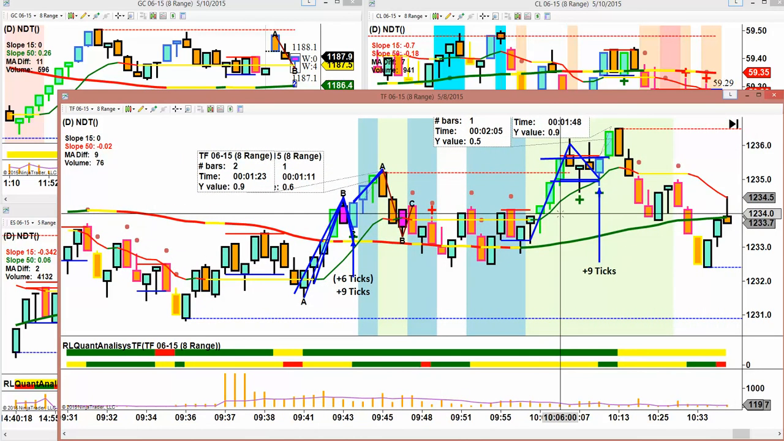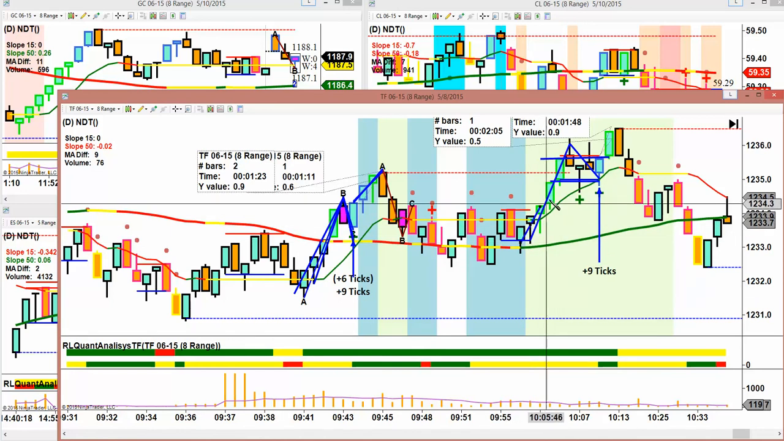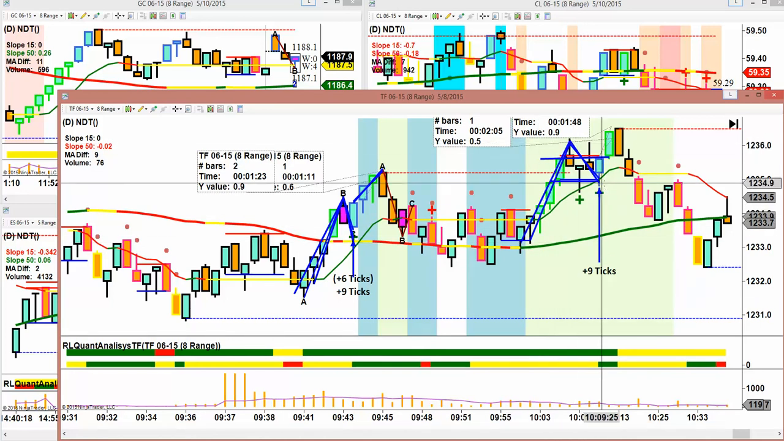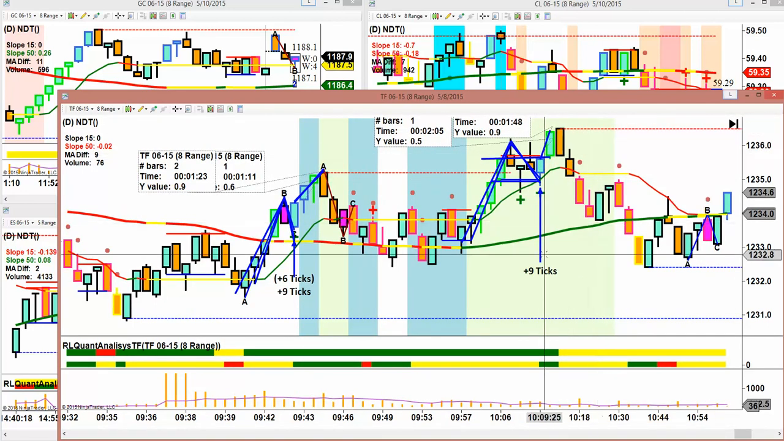And here's another trade I took. Moved through a yellow 15. I just waited for the retracement here. I took it right off support, and we went up for 9. And these are trades I know I took. They're all marked out.